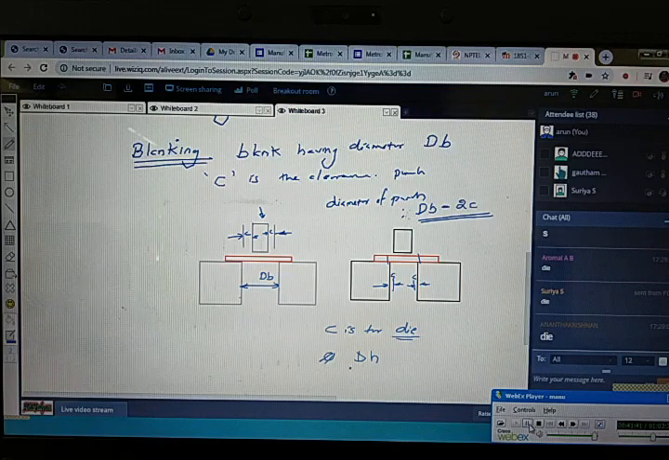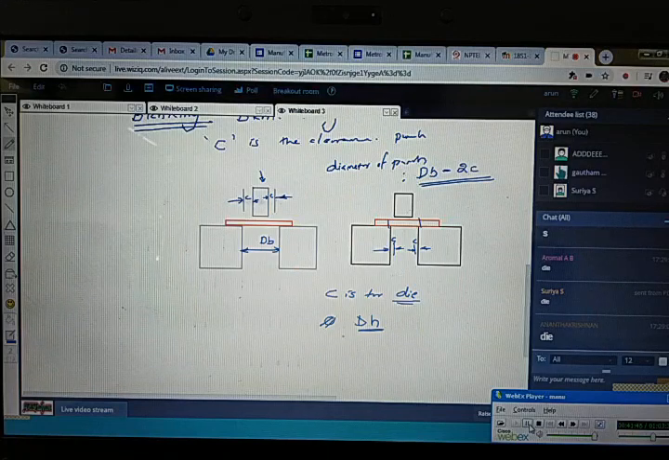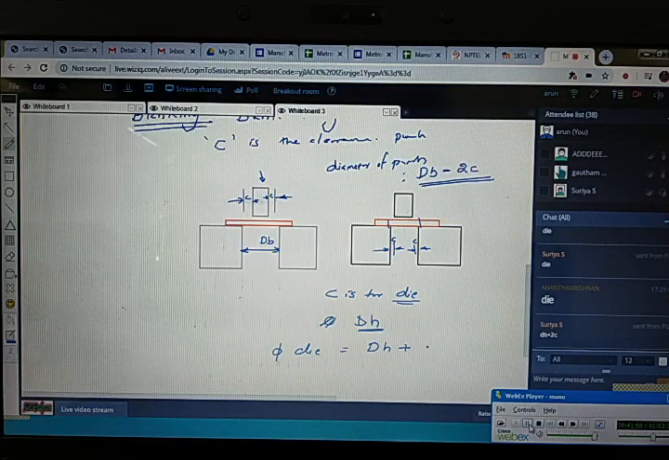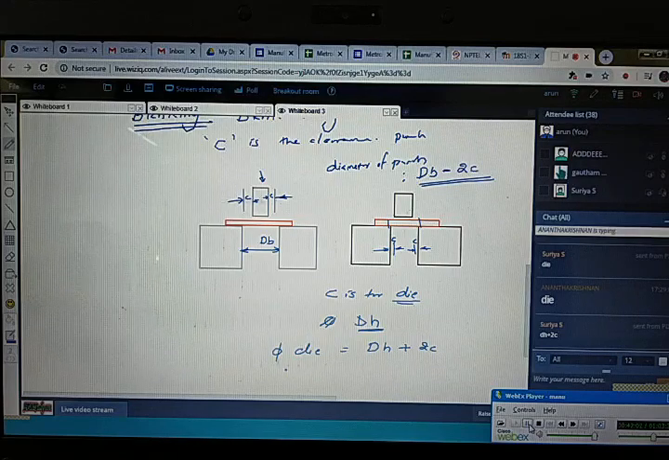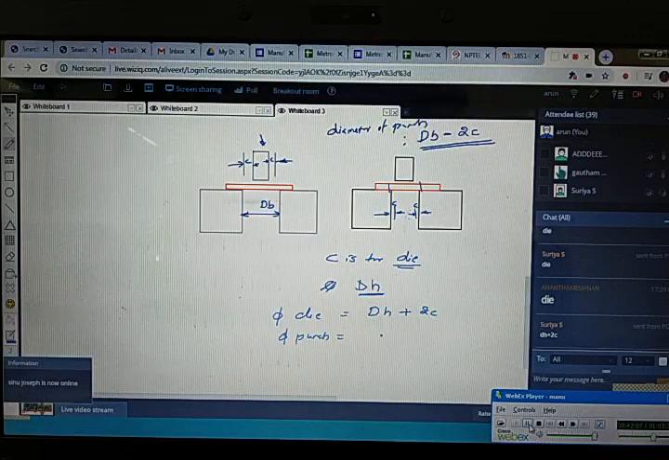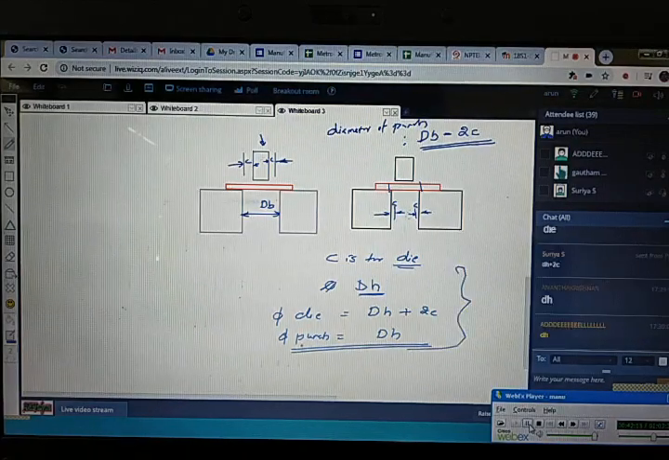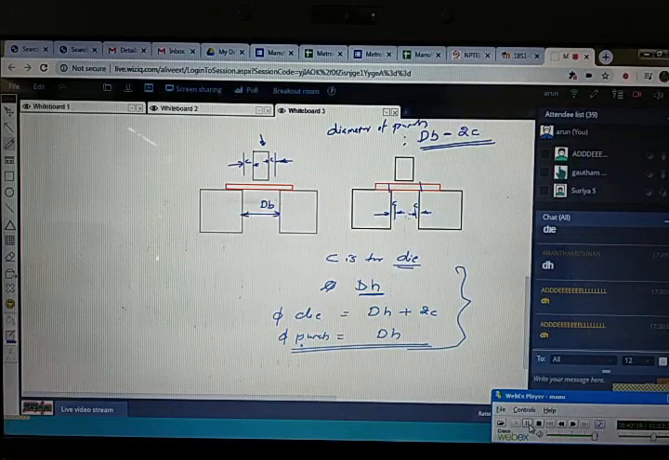Then what shall be the diameter of the die? Yes, DH plus 2C, right? DH plus 2C will be the diameter of the die. Then what shall be the diameter of the punch there? Yes, it is equal to DH. So that is the main difference between punching and blanking. Hope it is clear to all, right?